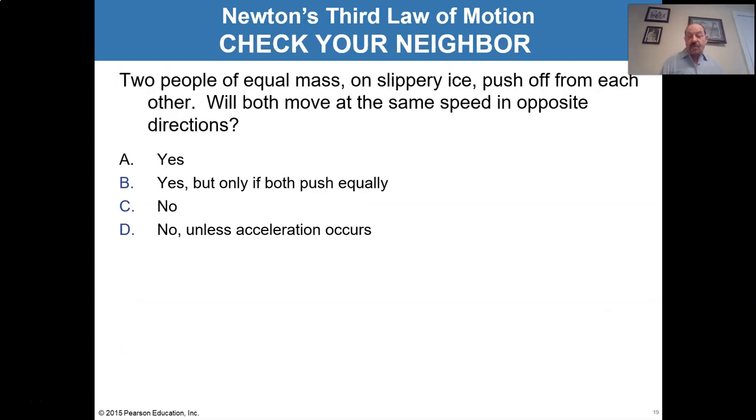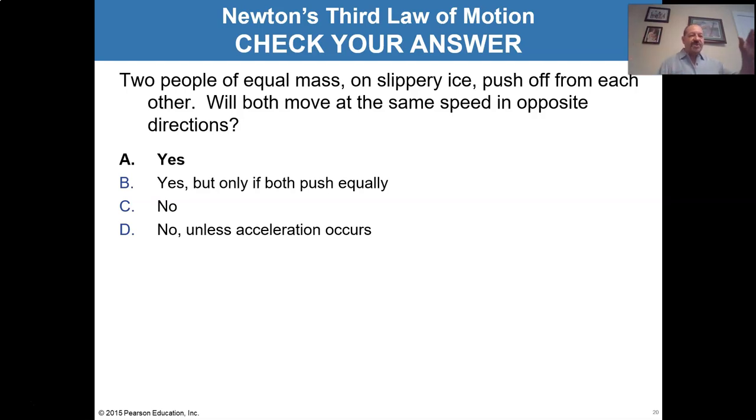Two people of equal mass on slippery ice, so no friction here, push off from each other. Will both move at the same speed in opposite directions? A, yes. B, yes, but only if pushed equally. C, no. D, no unless acceleration occurs. Well, the answer, I hope you got it by now, is yes. It doesn't matter who pushed who. The exact same force will be exerted on both people.